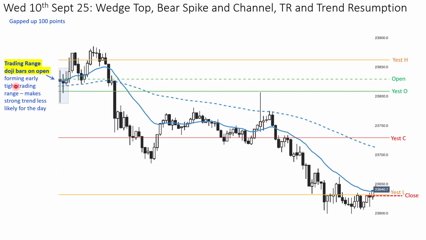Starting for the day, we had a small trading range on the opening first three bars, three doji bars in succession with lots of overlap, tails above and below. It makes a strong trend up or down less likely for the day, but obviously we did have a trend for today.